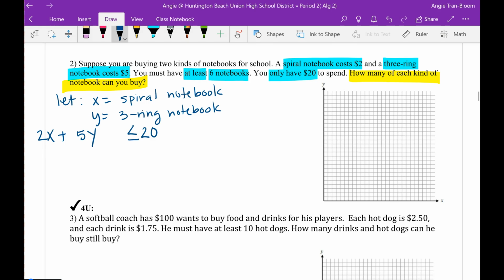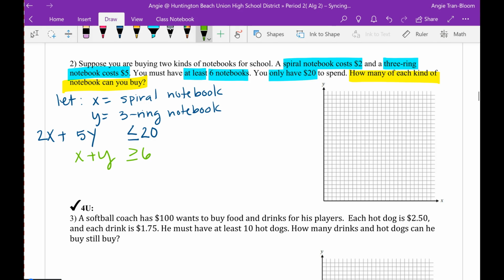Okay, the word "at least," do you guys agree with Hannah, is greater than or equal to? Okay, so greater than or equal to 6. And it says total notebooks, both kinds. Okay, that means x plus y has to be that. Okay, that's all the information.